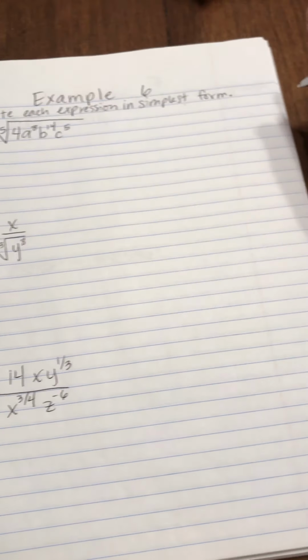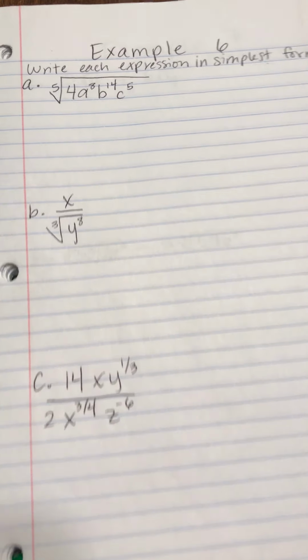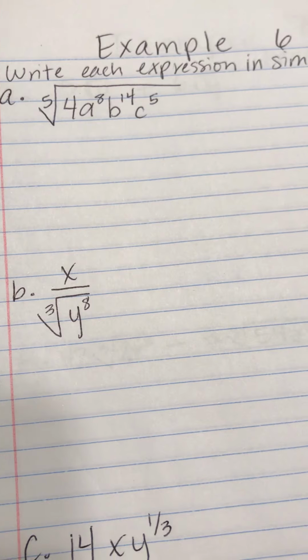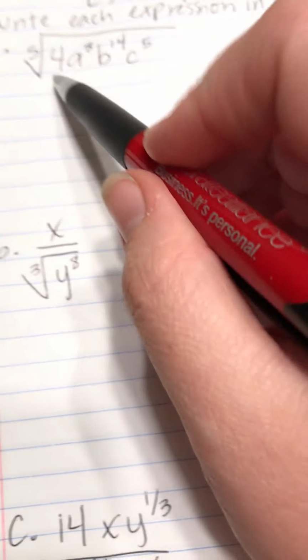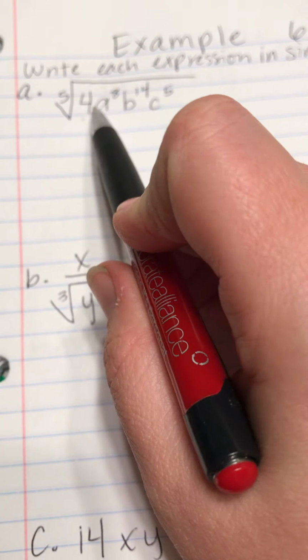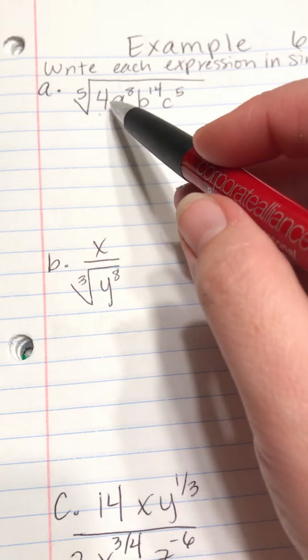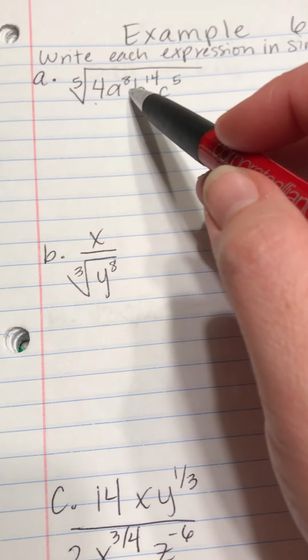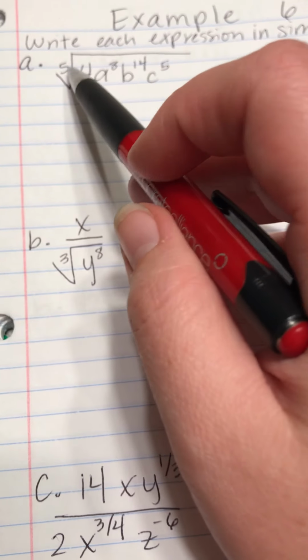It's like annoying myself. Okay, so it says write each expression in simplest form. So I'm going to do pretty much the same thing I just did, except I'm going to have things not always work out perfectly. So for example, there's probably not a way to simplify the fifth root of 4. So I'm going to leave this 4 alone. Okay, I'm going to do the same thing I just did. What is 8 divided by 5?